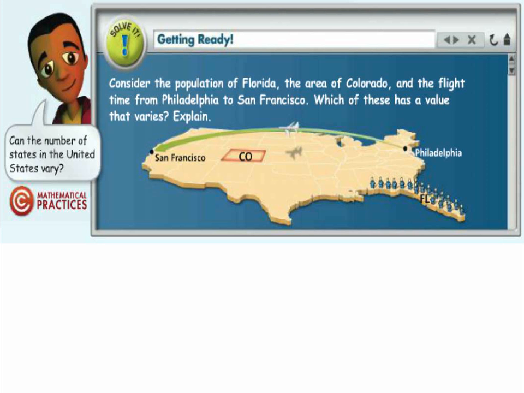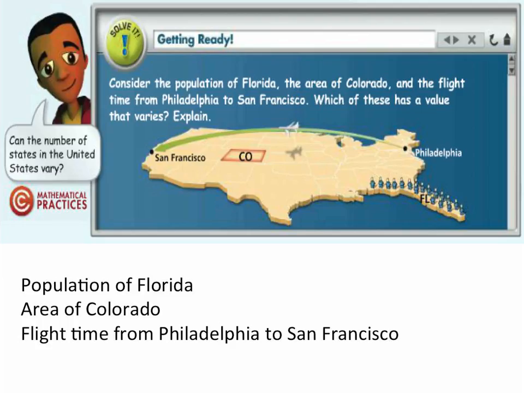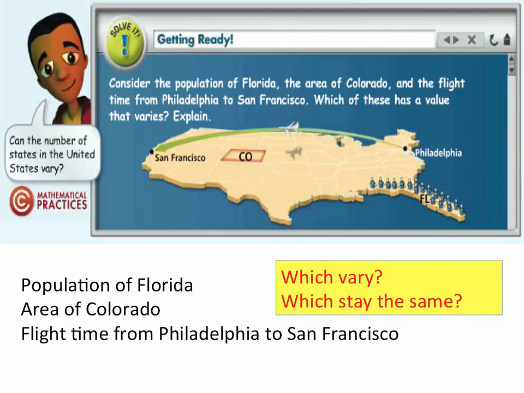So consider the population of Florida, the area of Colorado, and the flight time from Philadelphia to San Francisco. Which of these has a value that varies? Okay, so I got the population of Florida, the area of Colorado, and the flight time from Philadelphia to San Francisco. And really, I want to know which ones vary and which ones stay the same. So vary meaning that they would change.